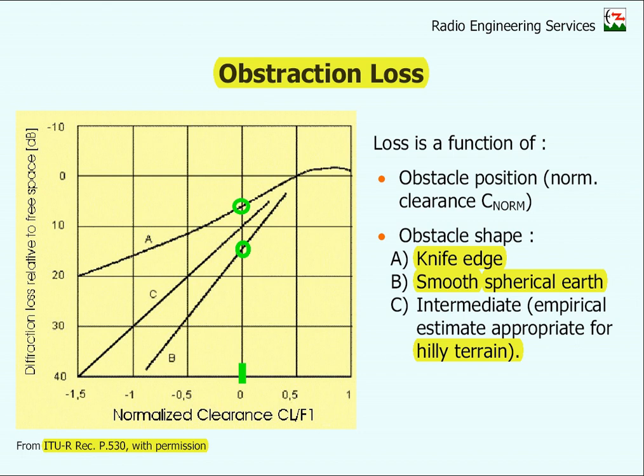Moreover, let us consider the case of normalized clearance equal to -1. This means that the Fresnel ellipsoid is totally obstructed. The loss is very large, particularly with the smooth spherical earth obstacle. However, the signal is not totally cancelled. As a result of this analysis, we are going now to see how the ITUR has defined a procedure to check path clearance in temperate and tropical regions.